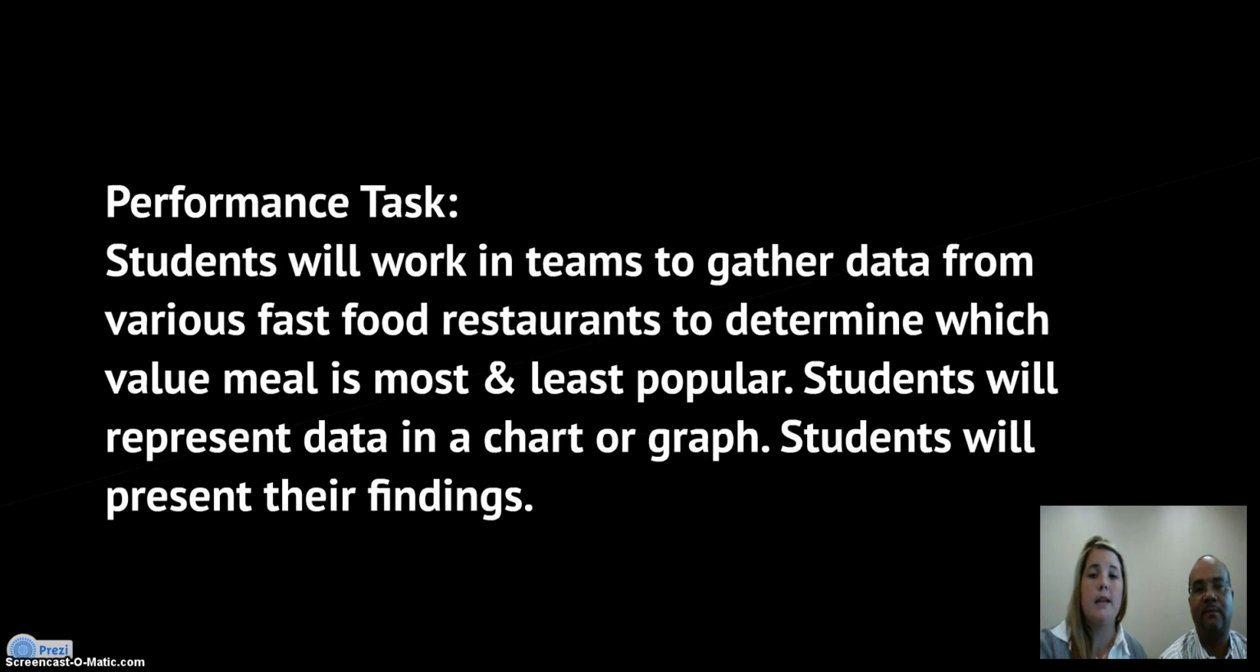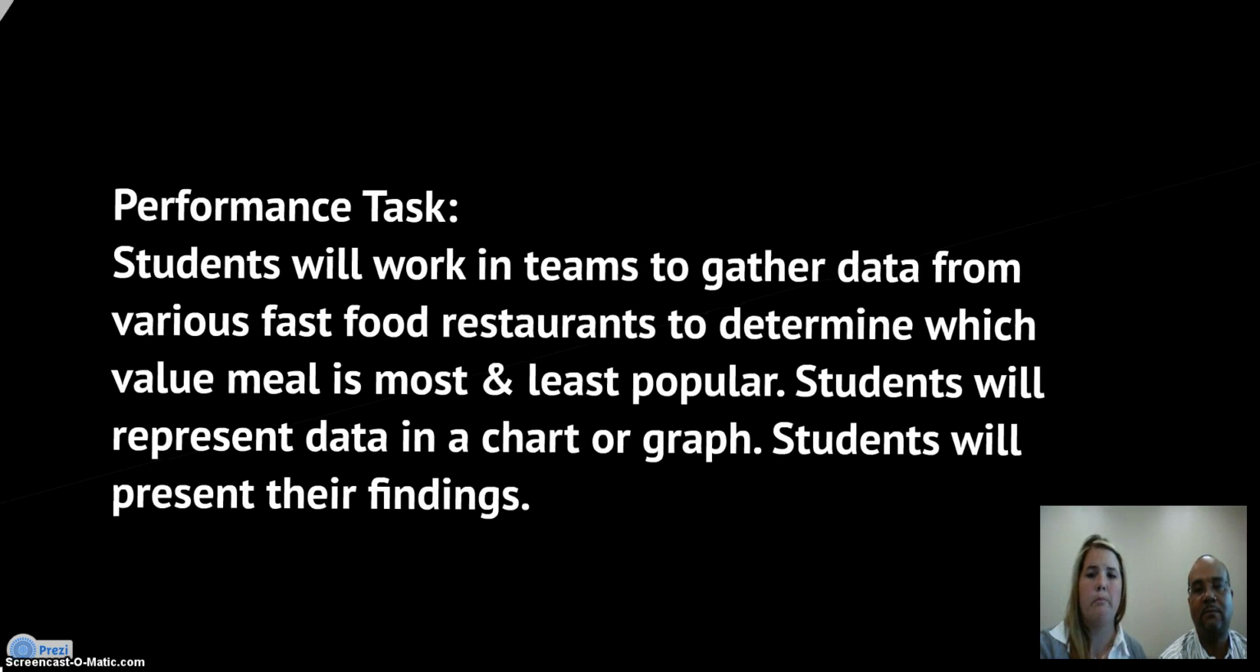Lastly, performance tasks can be created for students to determine their level of understanding. In this example, students can work in teams to gather data from various fast food restaurants to determine which value meal is most and least popular. Students can represent their data in a chart or a graph. Students will have the opportunity to present this finding. When teachers use performance tasks, they're able to integrate content areas and see how much students are able to learn from one another and present to each other.